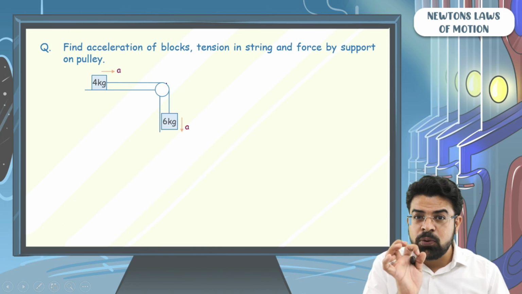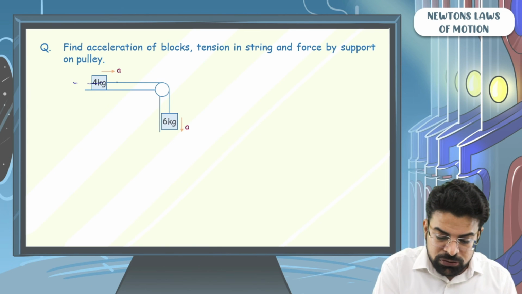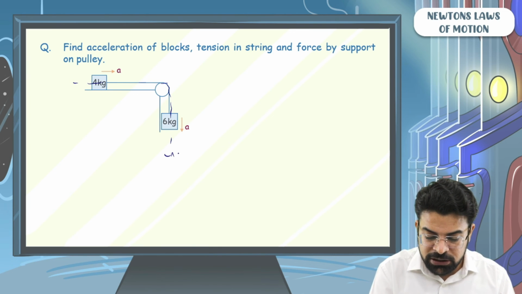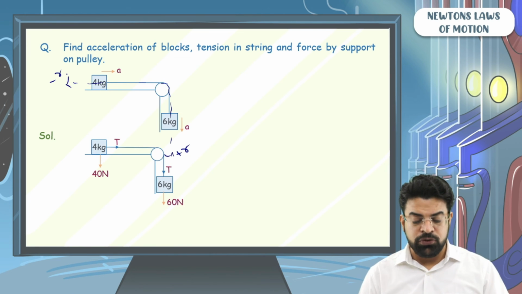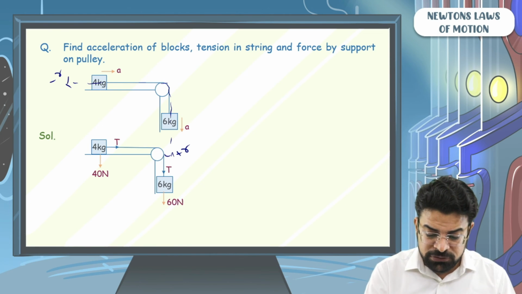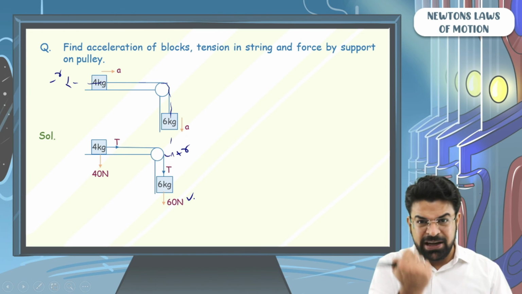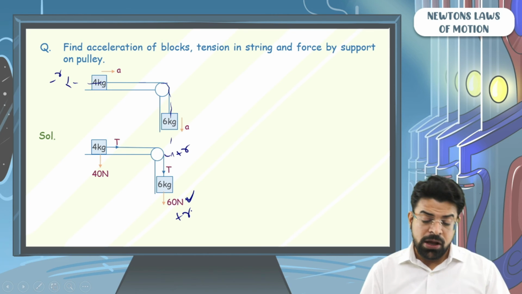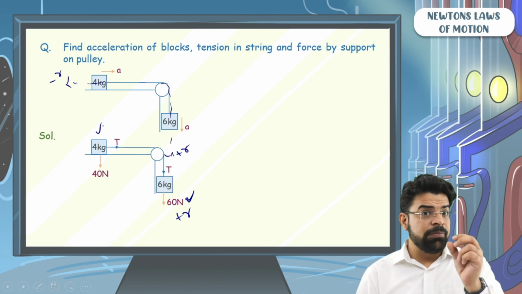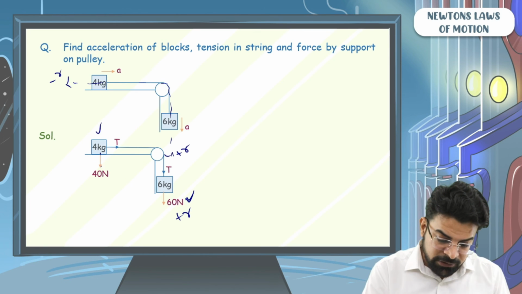That's why it's called equation along the string. So let's choose this axis. Let's say this is my plus gamma and this is minus gamma. Now visualize the forces. On this mass of 6 kg there will be a downward force of weight. This force is towards positive gamma. On this mass of 4 kg there will also be a force of weight that will be downward.